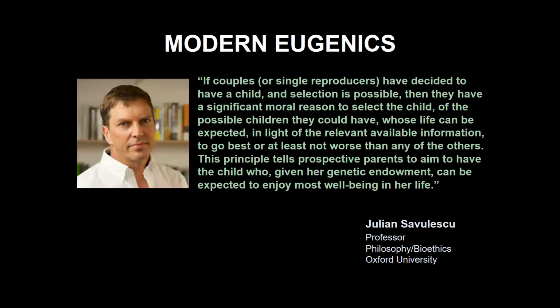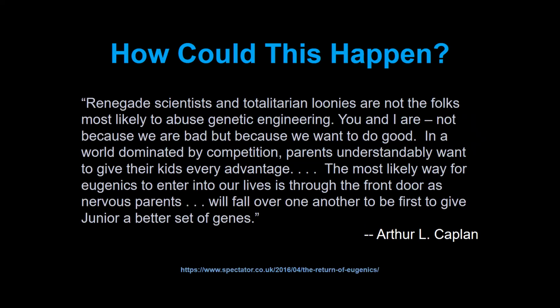Some more by Professor Savulescu on this. If couples or single reproducers have decided to have a child and selection is possible, then they have a significant moral reason to select the child, of the possible children they could have, whose life can be expected, in light of the relevant available information, to go best, or at least not worse than any of the others. The principle tells prospective parents to aim to have the child who, given her genetic endowment, can be expected to enjoy most well-being in her life. Now see, there's well-being, right? That's a concept that keeps happiness and well-being and moral sensibility, moral views, cognitive capabilities. These are all psychological phenomena, right? How does that happen? How could any of this happen, right?